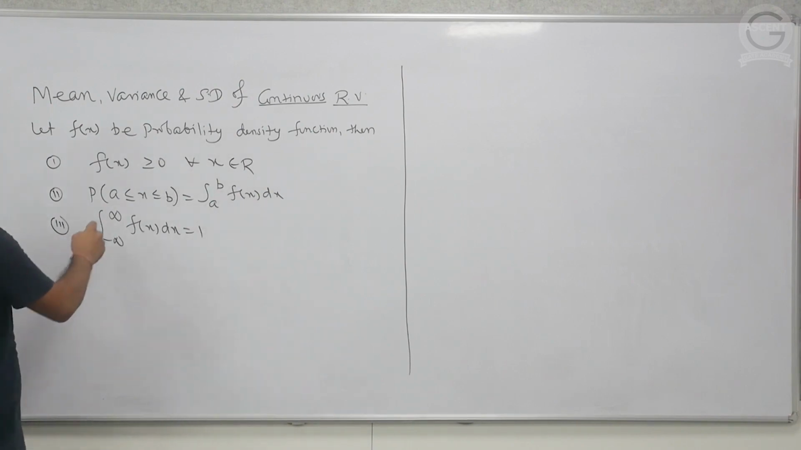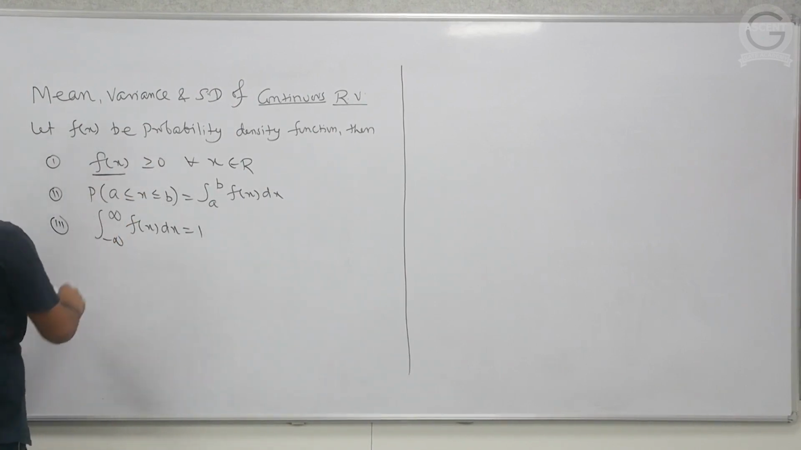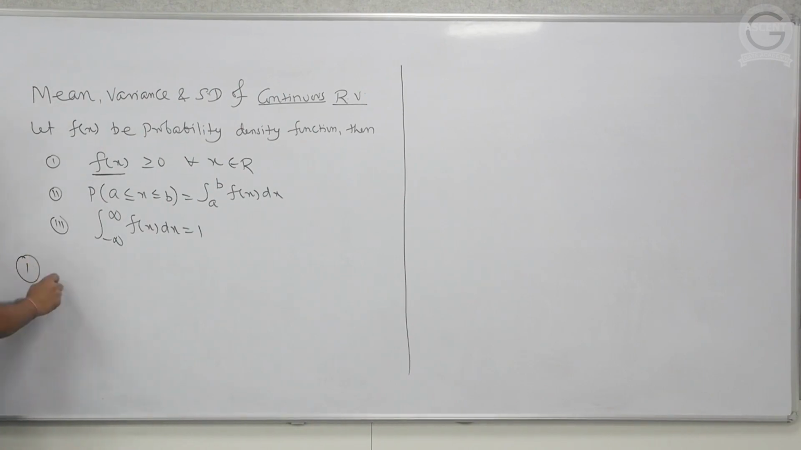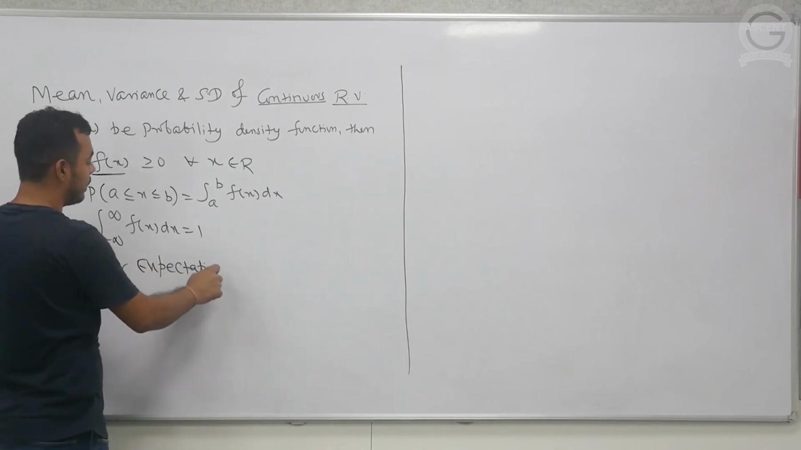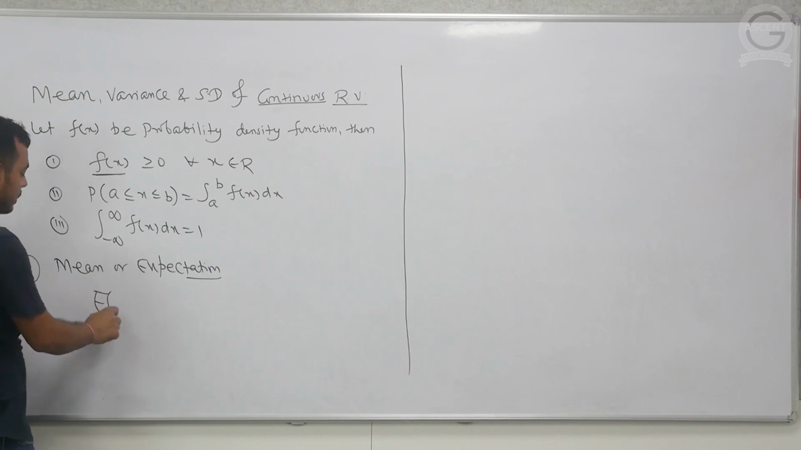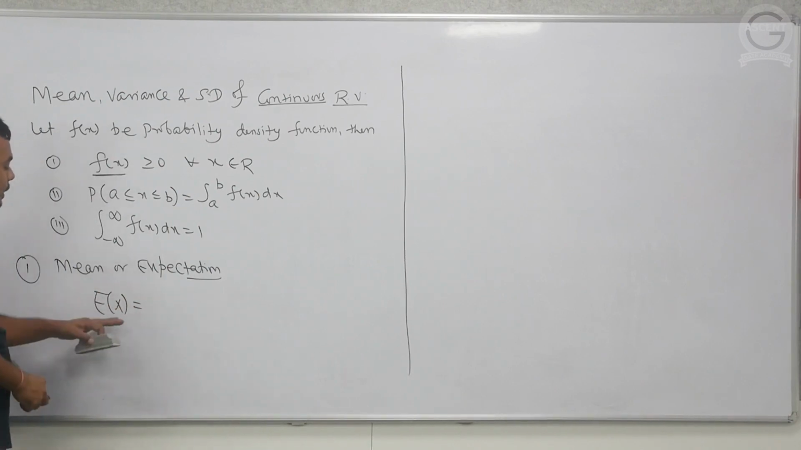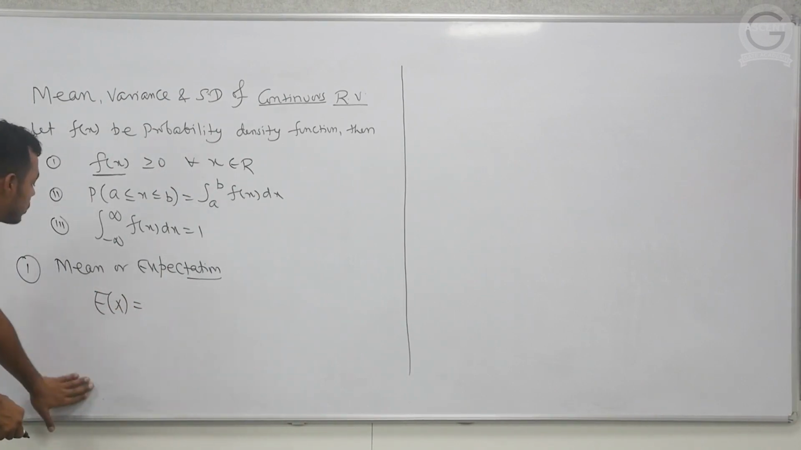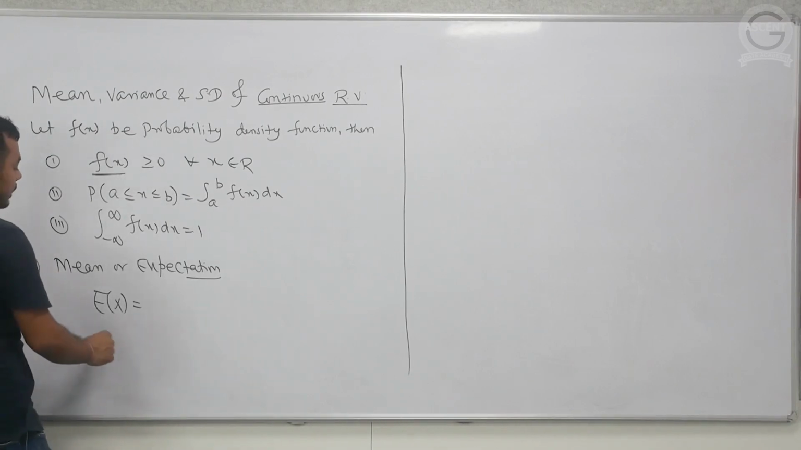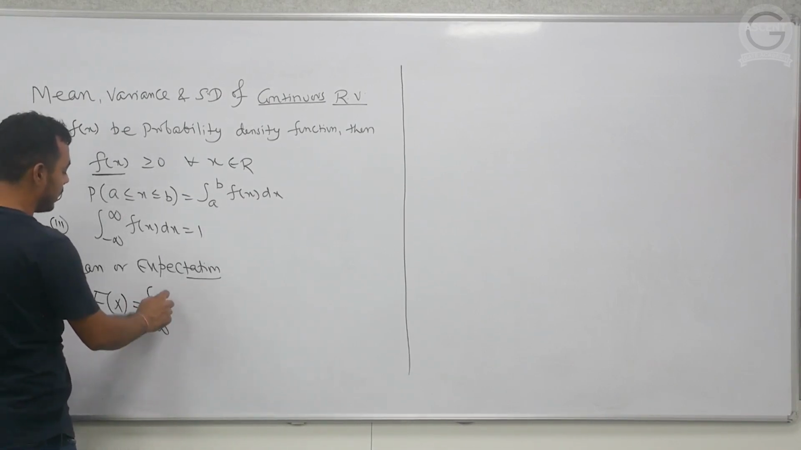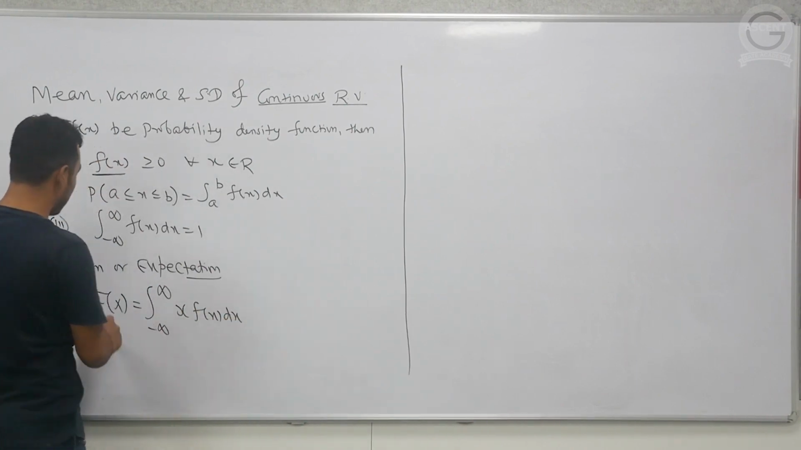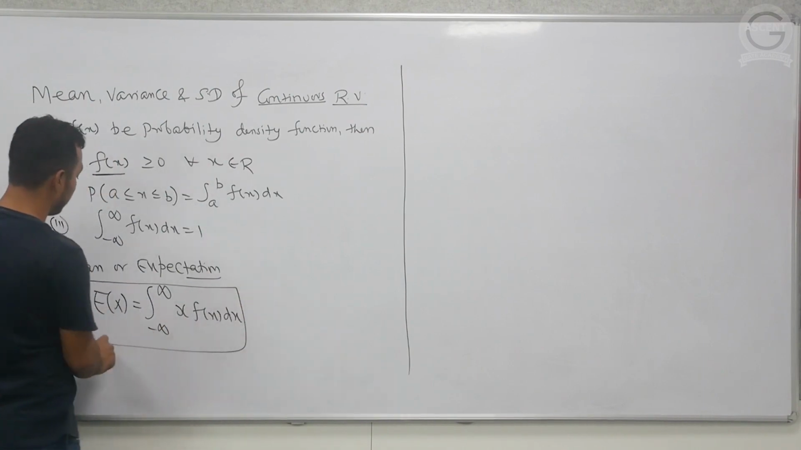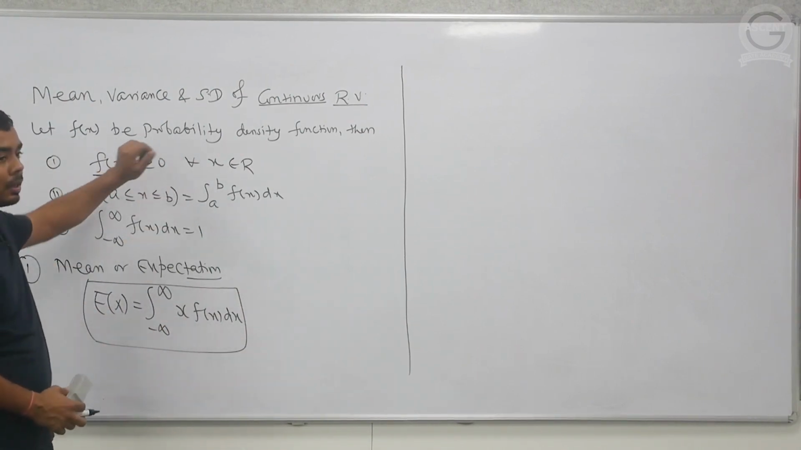Now, if fx is probability density function and we have to calculate the mean, so the formula to calculate mean here will be mean or expectation. This we will write as ex or x bar, and this will mean the mean or the expected value. So here the formula to calculate mean will be simply integration minus infinity to infinity x fx dx. Using this formula you can find mean of any continuous random variable with a given probability density function.